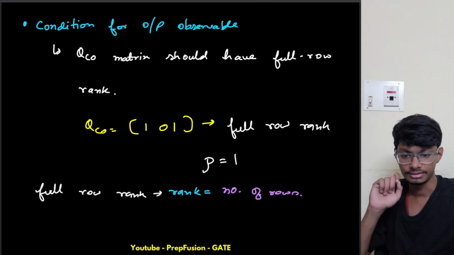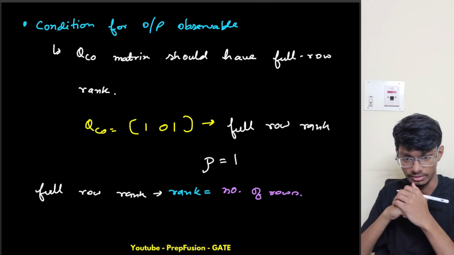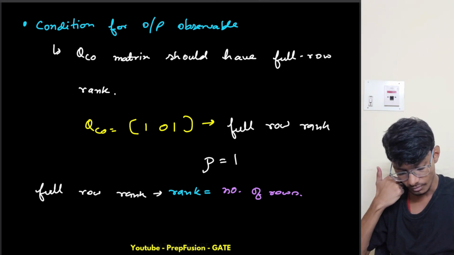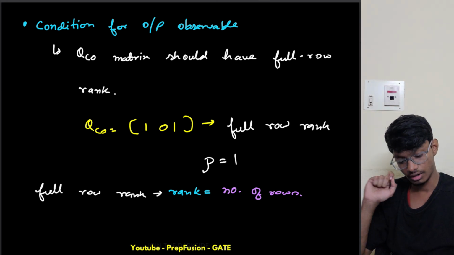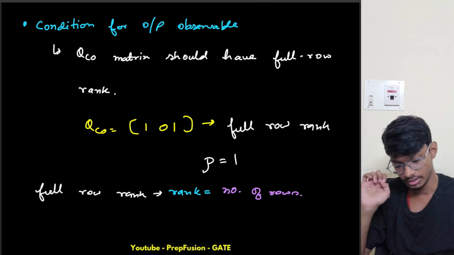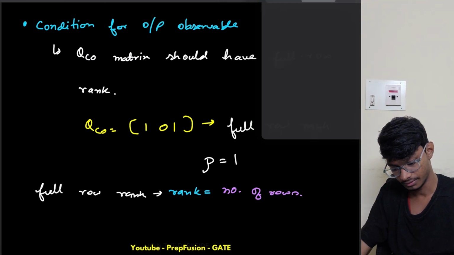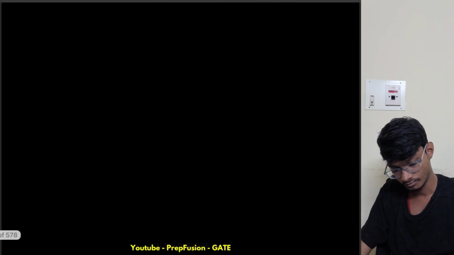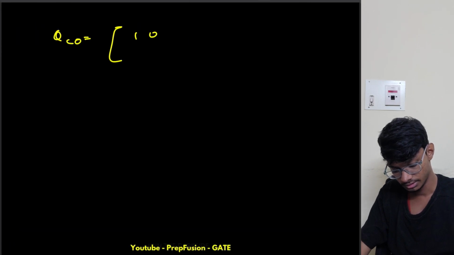So yeah, this is basically the main thing about full row rank. Now how can it be not full row rank? Let's say I have a matrix like this one, QCO. Let's say this is 1 0 1 and 2 0 2.